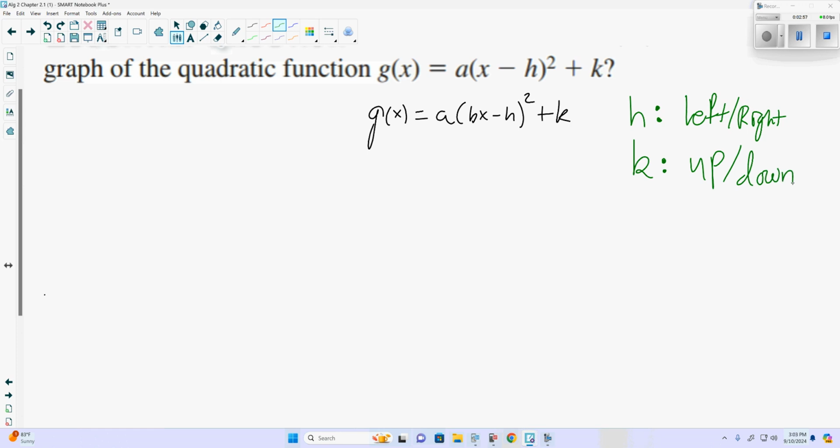And K is our up or down. Up and down is exactly what it looks like. If it's plus 3, it's up 3. If it's minus 3, it is down 3. Questions on this so far?